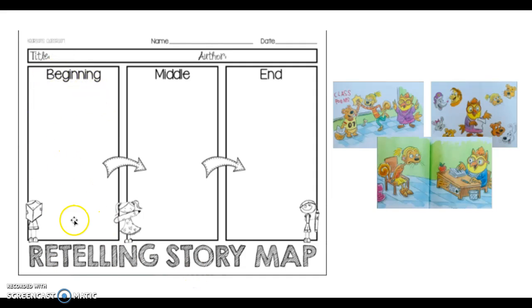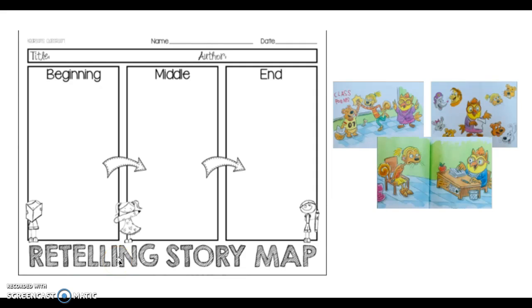In this first section, you are going to put the picture card of what happened in the beginning of the story. So you want to look at the pictures and see what's happening in them. And the one that shows what happened at the beginning, you're just going to set it right here in this box. It's the beginning of the story. Go ahead and do that now. Pause the video.